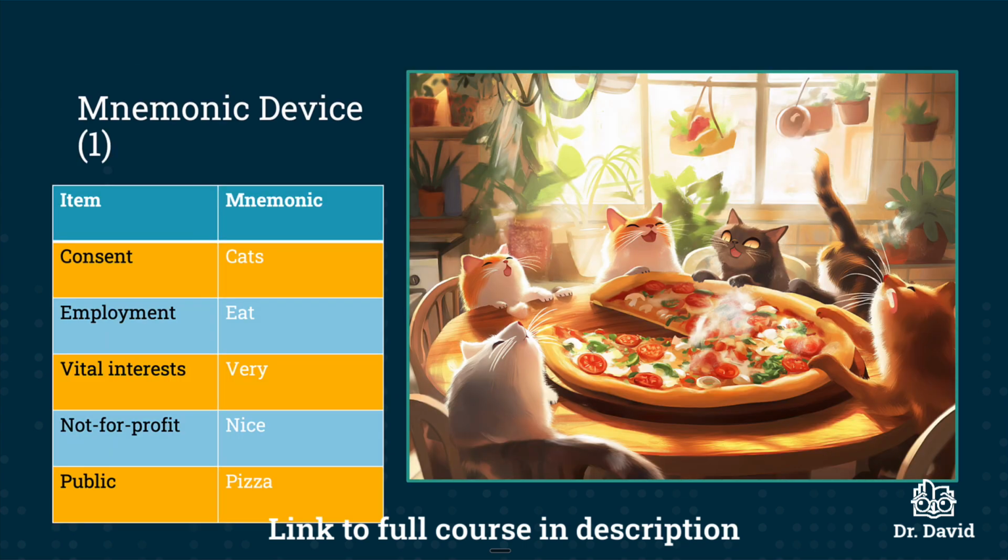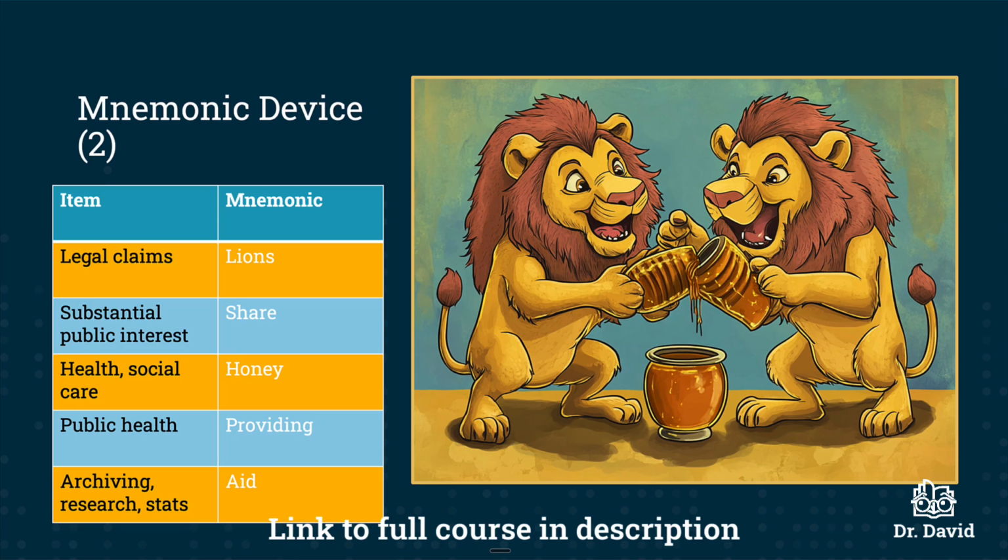Because there are 10 exceptions, I've broken the 10 exceptions up into 2 mnemonic devices to make this a little bit more palatable for you. The first mnemonic device is cats eat very nice pizza. This corresponds to consent, employment, vital interests, not-for-profit, and public or made public by the data subject. And the second mnemonic device is lions share honey, providing aid, corresponding to legal claims, substantial public interest, health and social care, public health, and archiving, research, and statistics.